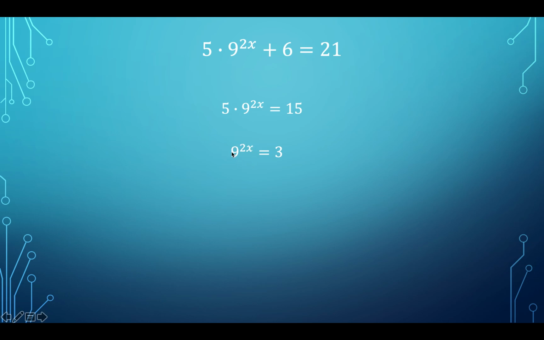Now we can go ahead and convert this to log form. So now we have log base 9 of 3 is equal to 2x. When we do that, this right here, we can use what? The change of base formula. So we're going to do log 3 divided by log 9, and we get 0.5. So now we're left with 0.5 is equal to 2x. We got to solve for x. We got to divide each side by 2. And when we do that, we get x is equal to 0.25.